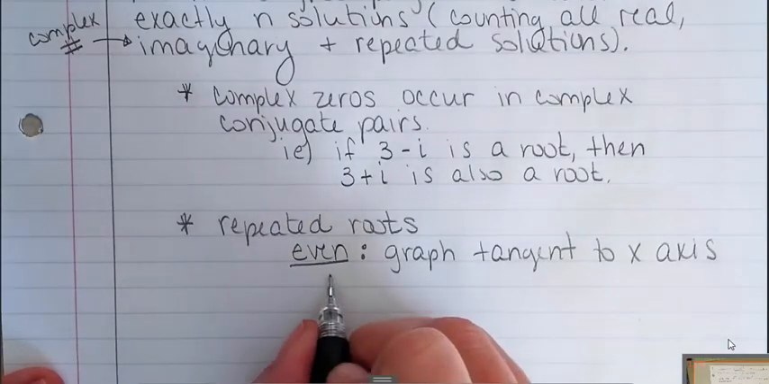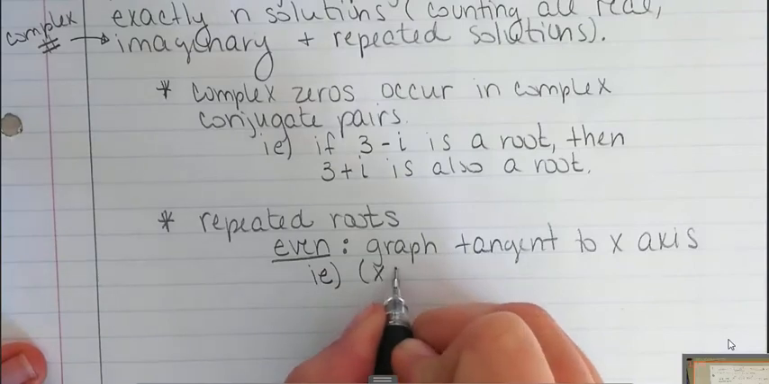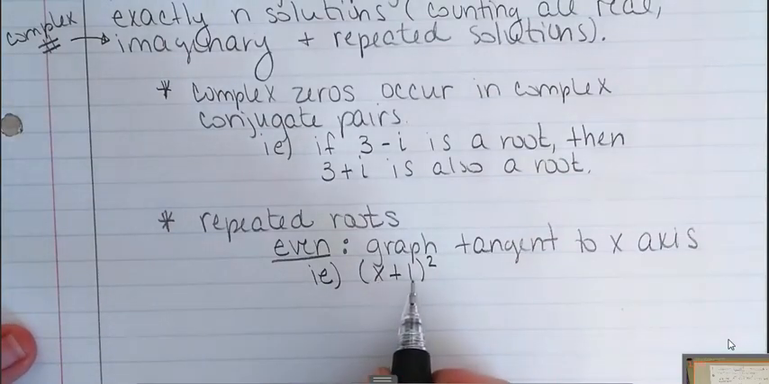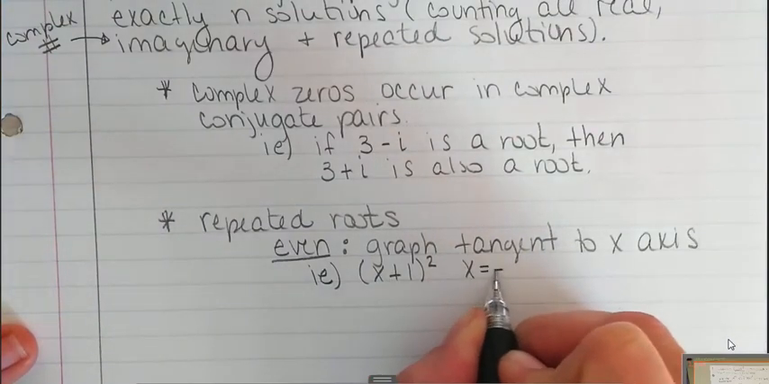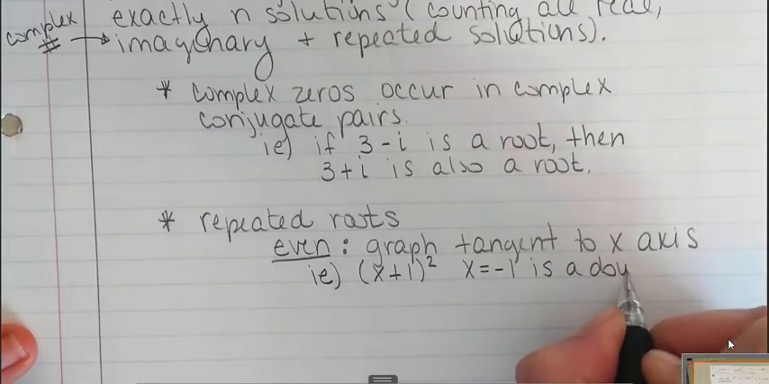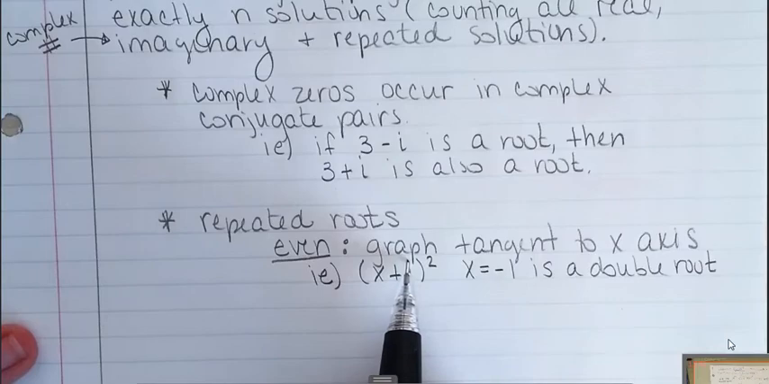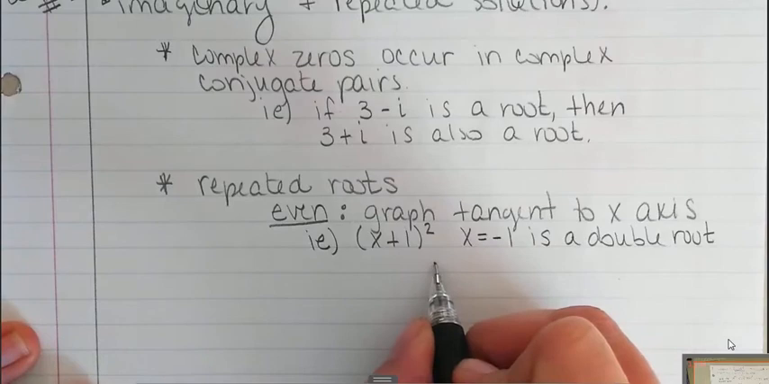Okay, so let me give you an example. So let's say I have (x plus 1) squared. Okay, so (x plus 1) squared, well, that's really (x plus 1) times (x plus 1). So I know that if I set that equal to 0, x equals negative 1 is going to be a root, right? And we'll call that a double root because of the squared. So what's going to happen here is that it's actually going to be tangent to the x-axis.